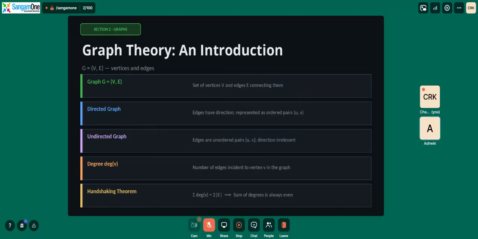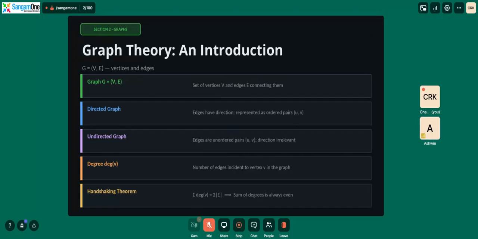Moving on to graph theory. A graph G is equal to (V, E), vertices and edges. As you can see here, the notation, you can explain an edge E connecting them. There are different types of graphs also.